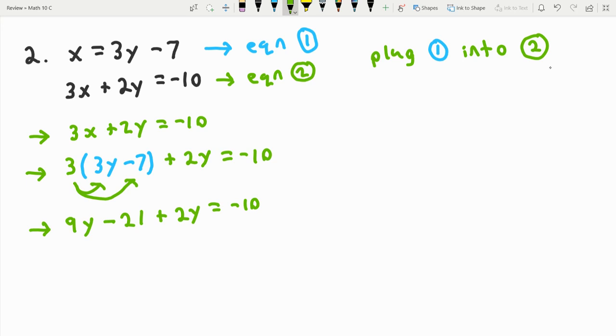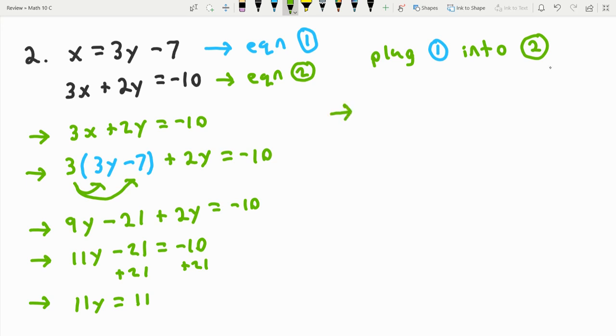Now I want to add up my like terms. So because 9y and 2y are like terms, I can add them together. So 9y plus 2y would be 11y. Now I have minus 21 equals negative 10. Now I want to isolate y by itself so I can solve for it. So let's add 21 to both sides so we can cancel out the 21 on the left-hand side. And once we do that, we should be left with 11y on the left. And on the right-hand side, we should have negative 10 plus positive 21. So that should just be positive 11.